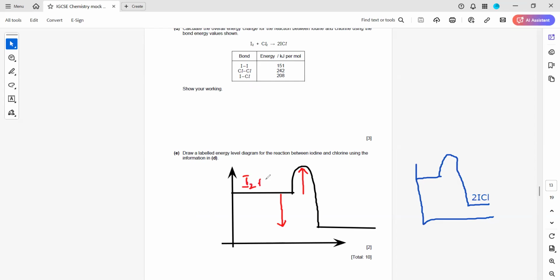So iodine reacted with chlorine to form two molecules of iodine chloride. And the forward reaction is exothermic, which is minus 23 joules. And this is the activation energy.